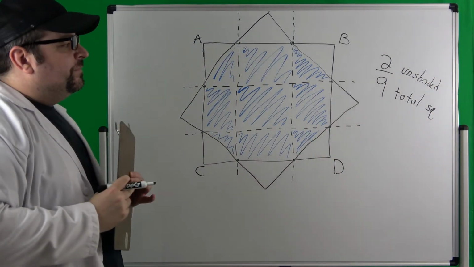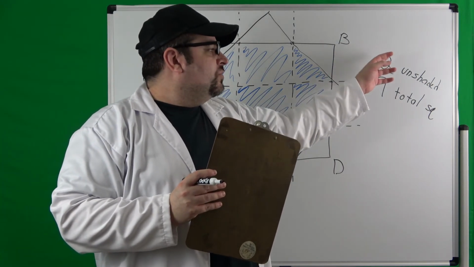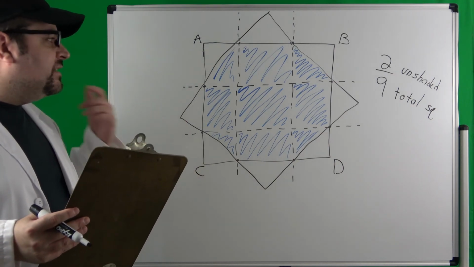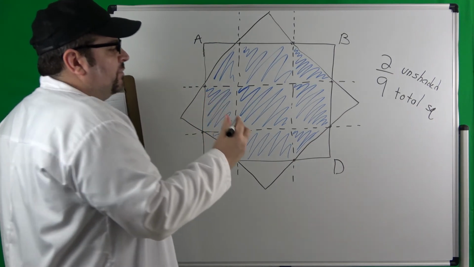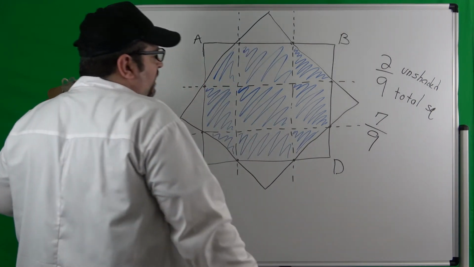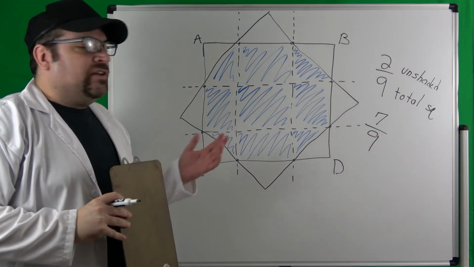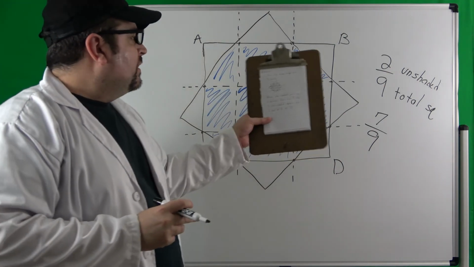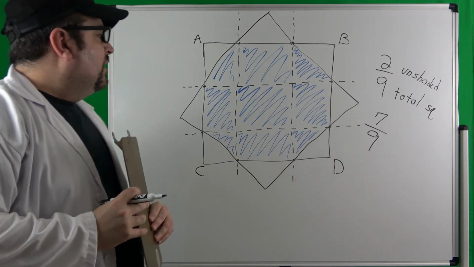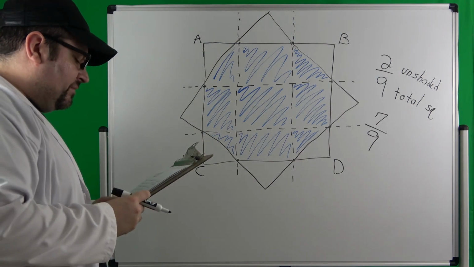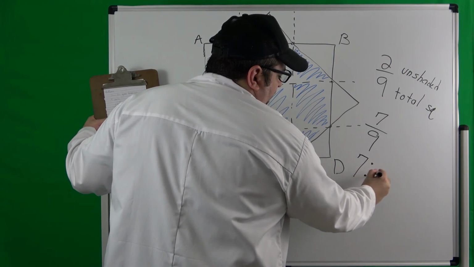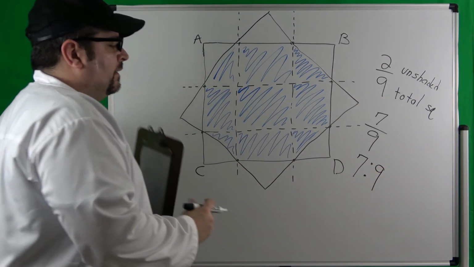Okay, so if the ratio is 2 unshaded to the total, then that means the ratio of the shaded area of this is going to be what? 7/9. And there you go. That's it. 2 squares were unshaded, and 7 squares worth were shaded. And that's it. That's your answer. And you can also write it like that. And that's it.